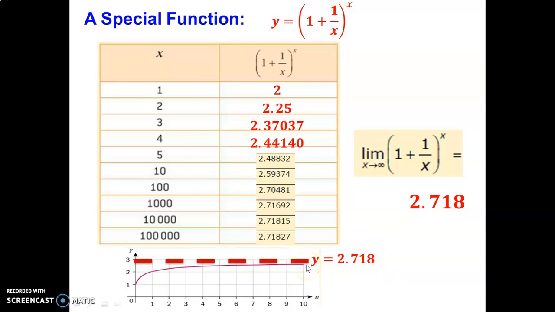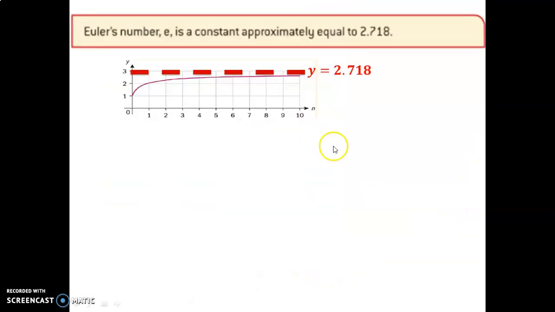And again, they're reaching this asymptote of 2.718 because the y values reach that point but never exceed it. Okay, so that number has a very special name. It is called Euler's number, and we call it e. It's just represented by the constant e.